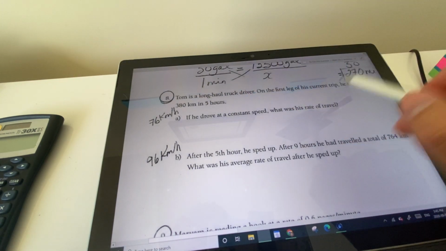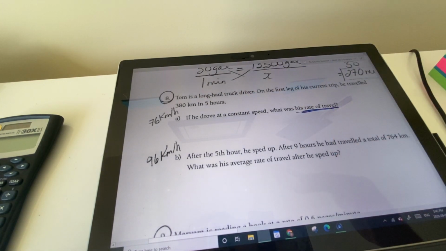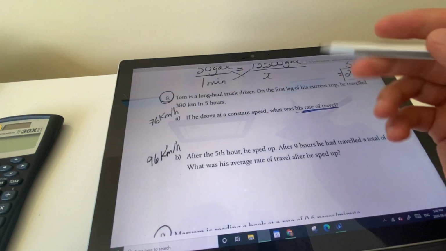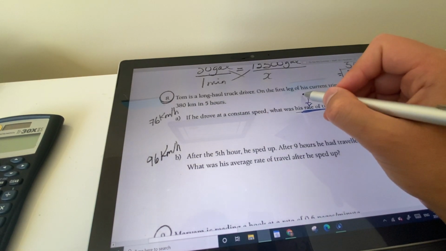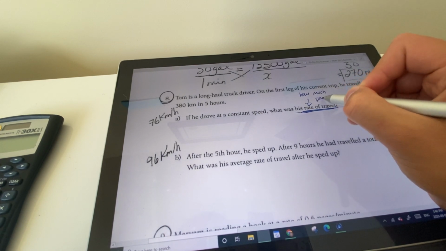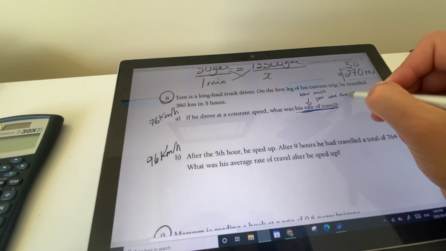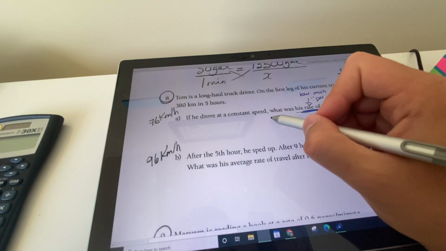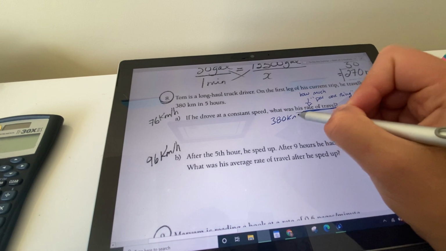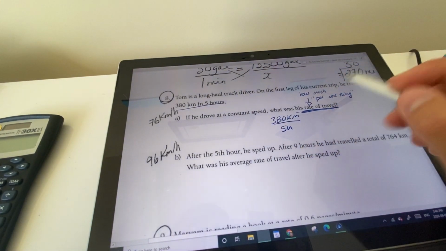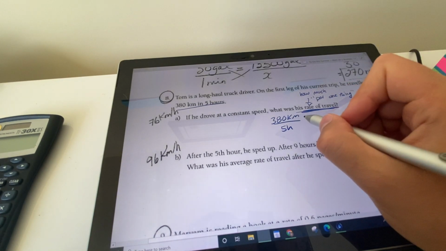Okay, well, remember, for rate of travel, we simply want to figure out how much per hour, or how much per one thing. So that's what a rate is, how much per one thing. So here we know that he goes 380 kilometers for every 5 hours. So that's 5 hours. We want this per 1 hour. That's more useful to us.